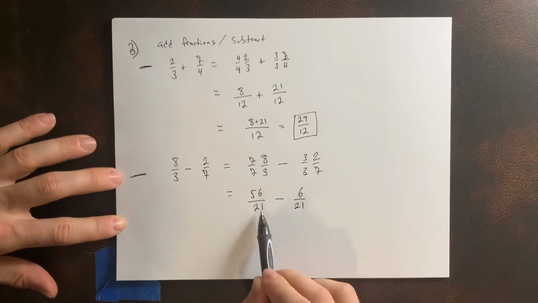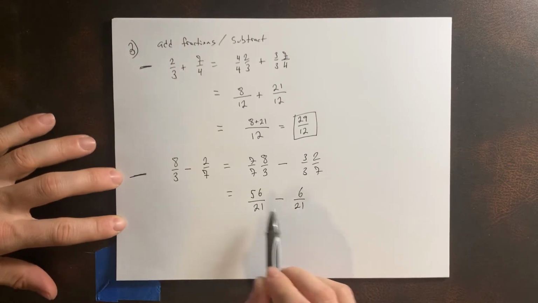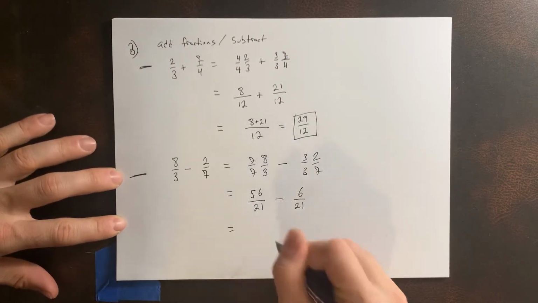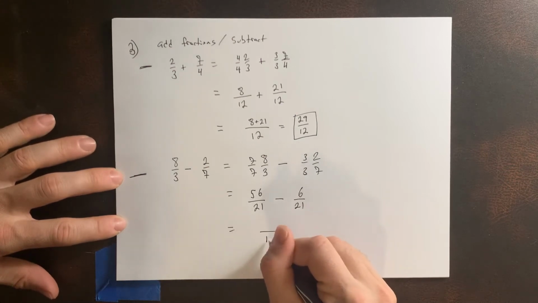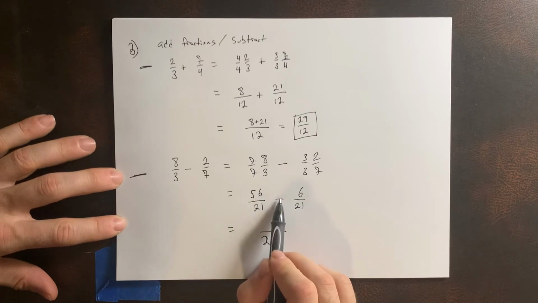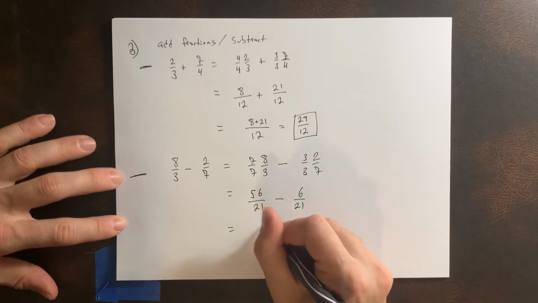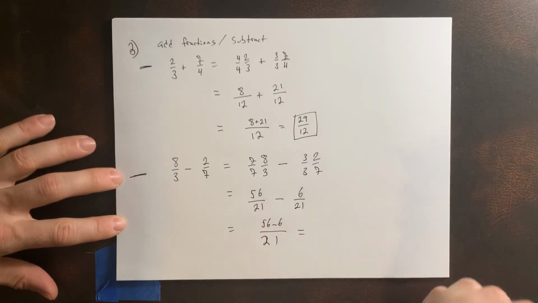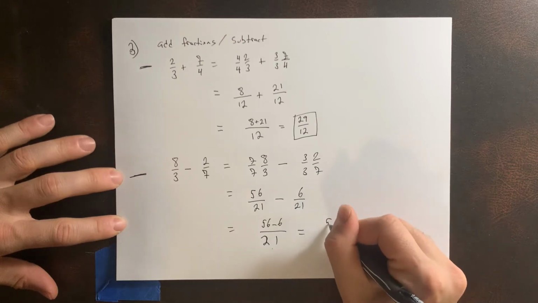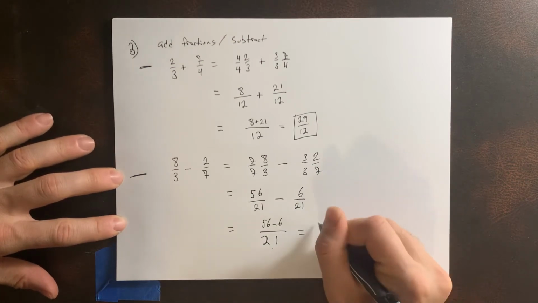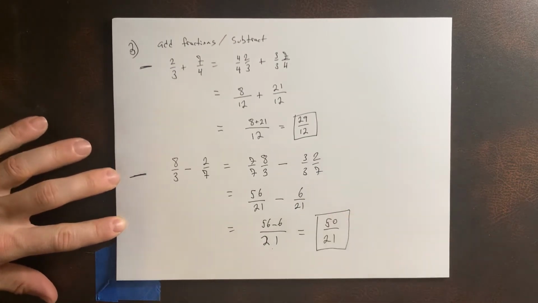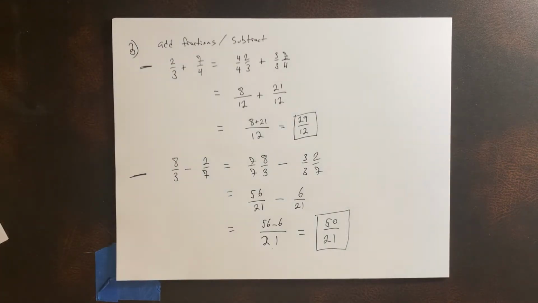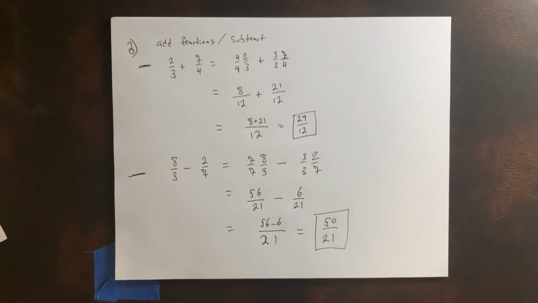So now we have the same denominator. We both have a 21 now. And so what we can do is write one fraction with just the 21 on the bottom. And now we can do 56 minus 6, which is just going to be 50 over 21. Okay, so there's just two examples of how we would add and subtract fractions together.